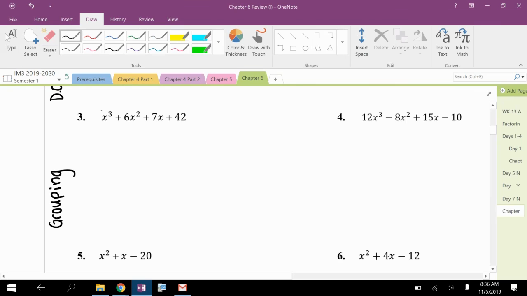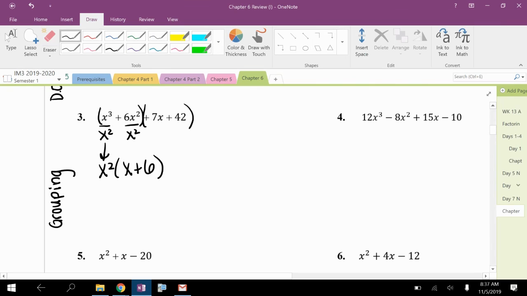So again, grouping just means that you group the first 2, you group the second 2. What is the GCF of the very first group? X squared. Good. So I'm going to divide each piece by x squared to keep myself organized. Now remember, whatever the GCF is, you write on the outside. A lot of people forget that step and don't know where to go further from there, but that GCF has to go on the outside. So when I divide each piece by x squared, I just get x plus 6.